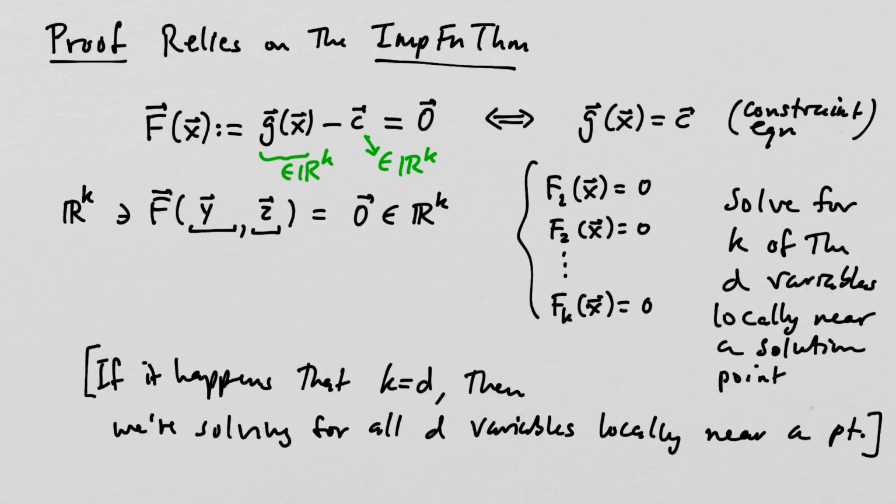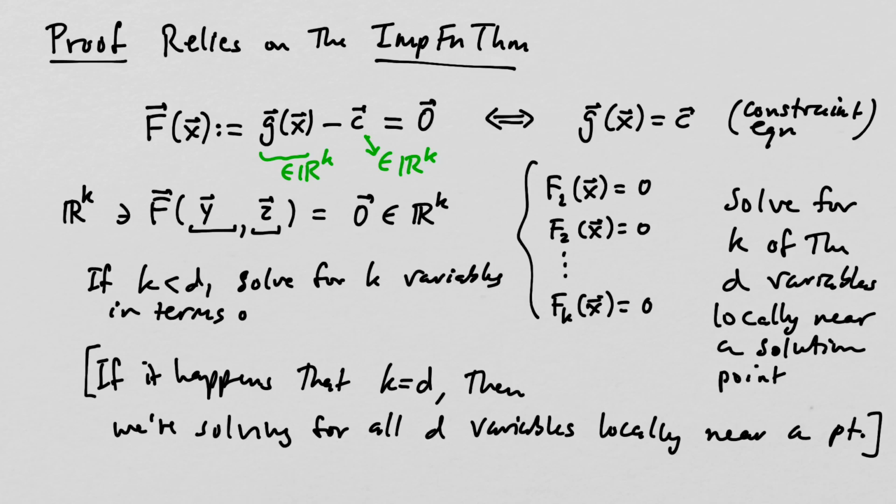That generally doesn't happen. In practice, the number of constraints is usually strictly smaller than the number of variables. So if k is strictly smaller than d, then we're going to solve for k variables in terms of, as functions of, the remaining d minus k, which will be positive. So in other words, our solution is going to be parametric. We're going to take those d minus k variables as parameters, and they will parameterize the solution set.